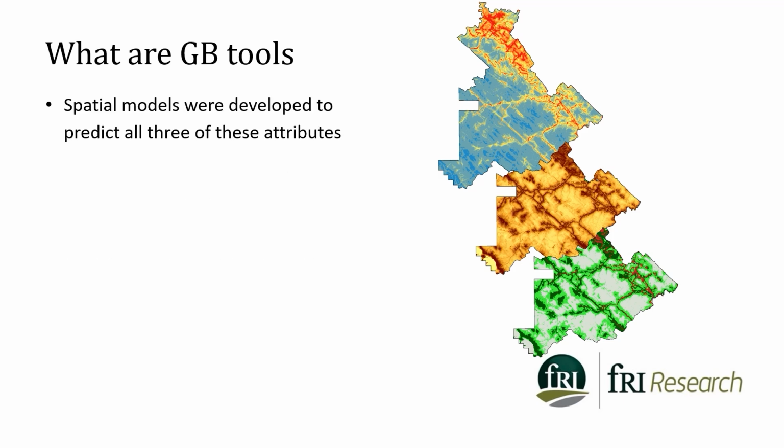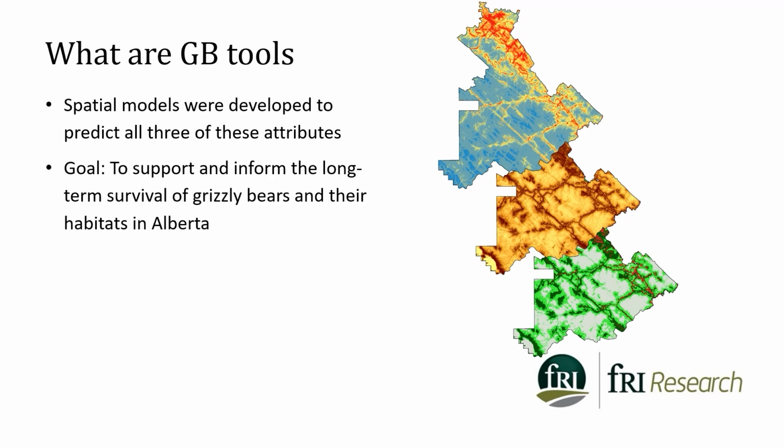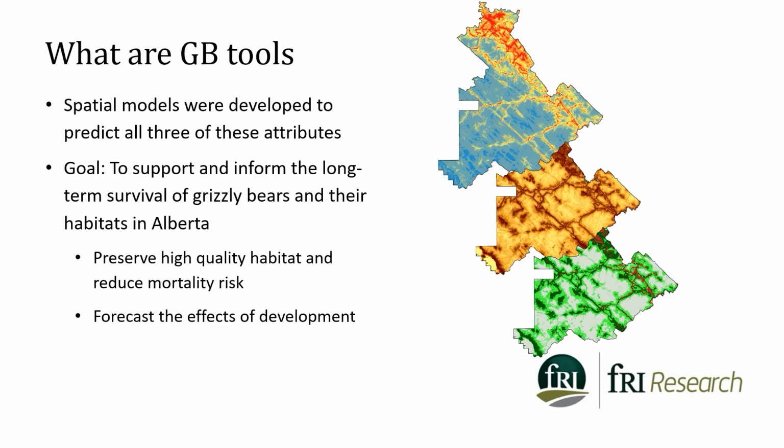So, spatial models were developed to predict all three of these attributes, with the goal to support and inform the long-term survival of grizzly bears and their habitats in Alberta. The goal of these tools is to preserve high-quality habitat and reduce mortality risk, to forecast the effects of development, and to compare the relative impact of multiple scenarios.